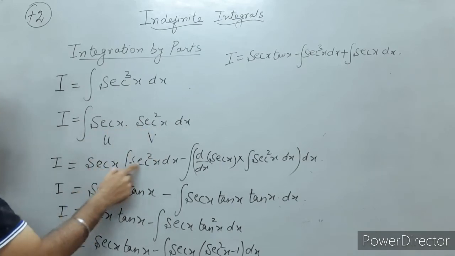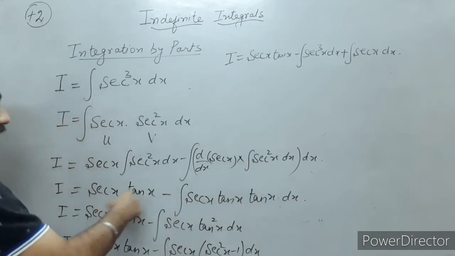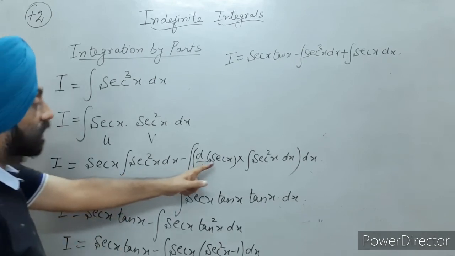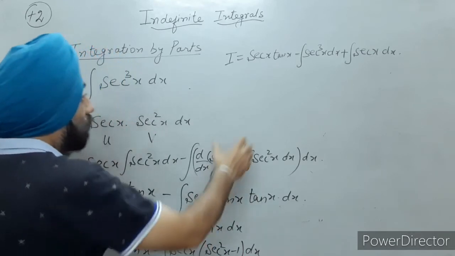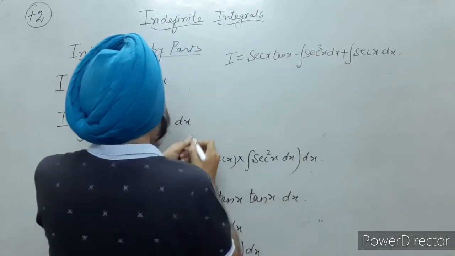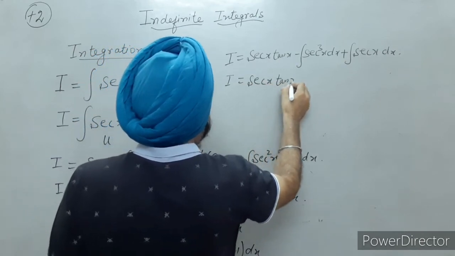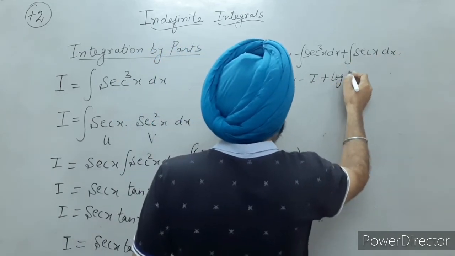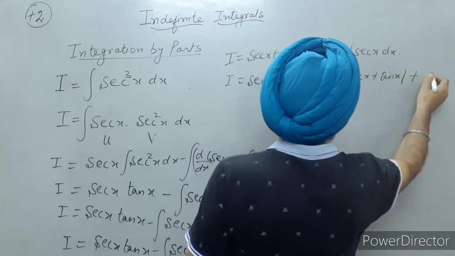U into v, u integral v minus integral derivative of u integral of v dx. Integral of this secant square x is tan x, derivative of secant x is secant x tan x, integral is tan x. Solved. I got this value. Now what is this? This is I minus I. So I can write I equals to secant x tan x minus I plus, what is the integral of this? It is log of secant x plus tan x plus c.